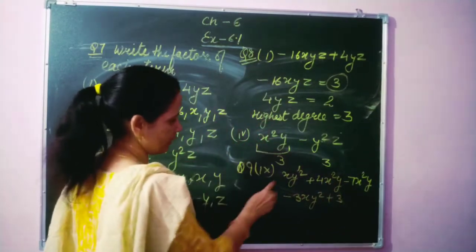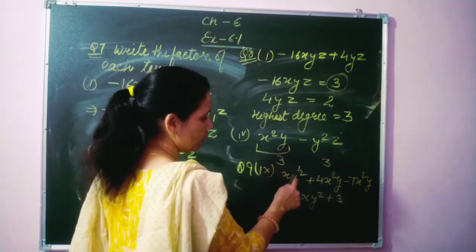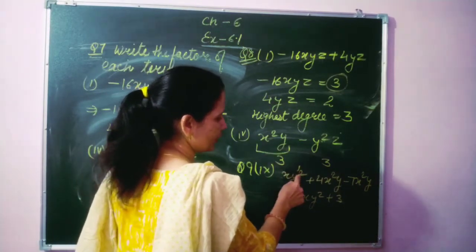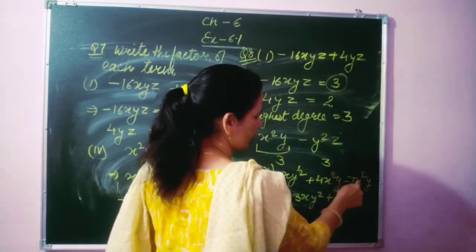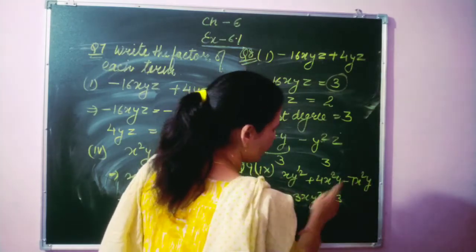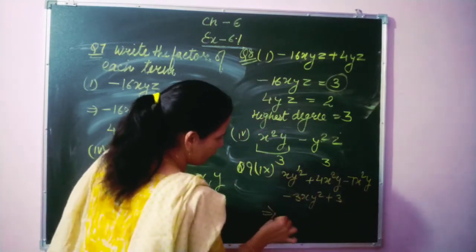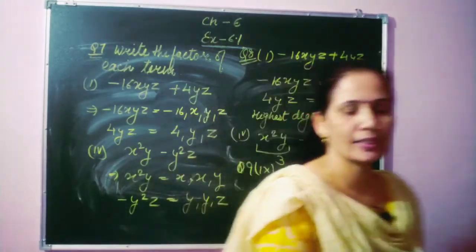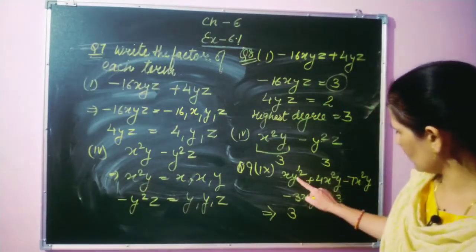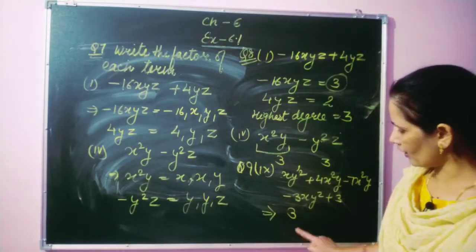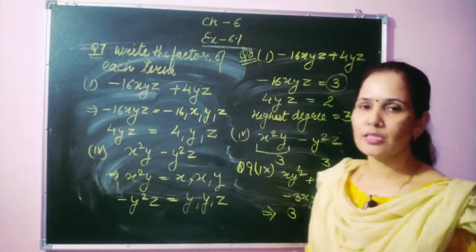So students, observe here. X power 1, y power 2. So 2 plus 1, 3. 2 plus 1, 3. So here the degree of the polynomial is 3, and it is the highest degree, because the degree is 3 only in each term. So the degree of the algebraic expression is 3.